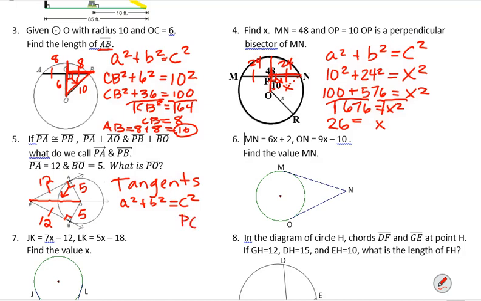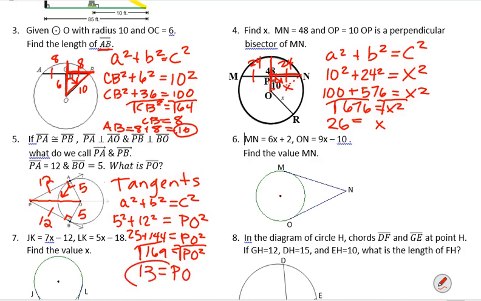PO is going to be our c squared. So once again, we're going to say 5 squared plus 12 squared equals PO squared. That's 25 plus 144. That equals PO squared. So that's 169 equals PO squared. Take the square root of both sides. So PO equals 13. That was our answer.